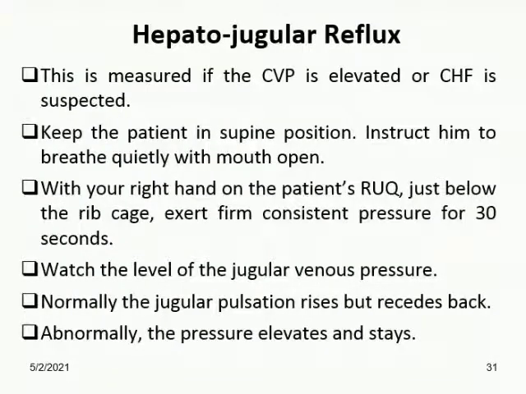Hepatojugular reflux. This is measured if the CVP is elevated or CHF is suspected. Keep the patient in the supine position. Instruct him to breathe quietly with the mouth open. With your right hand on the patient's right upper quadrant just below the rib cage, exert firm, consistent pressure for 30 seconds. Watch the level of the jugular venous pressure. Normally the jugular pulsation rises but recedes back. Abnormally, the pressure elevates and then stays.